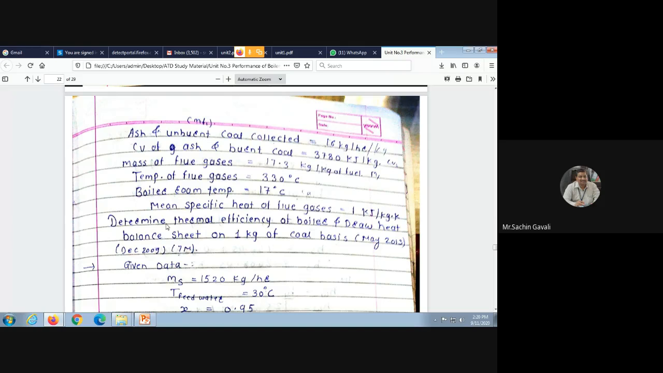So earlier these numericals were asked for 7 marks, but now I think it may be for 5 to 6 marks. Therefore the calculations are easy, whatever the easy losses are, they will only give in the numericals. Here it is asked for May 2013, December 2009. So this numerical is asked 1 or 2 times in the examinations.